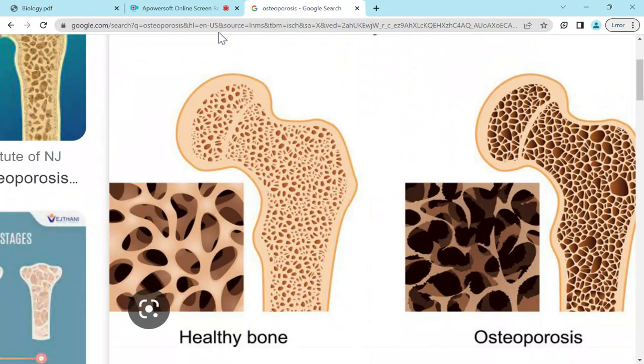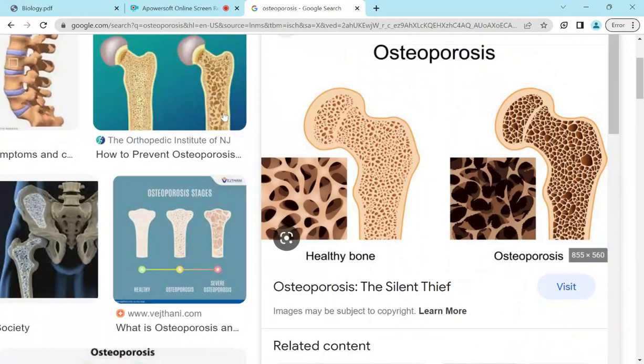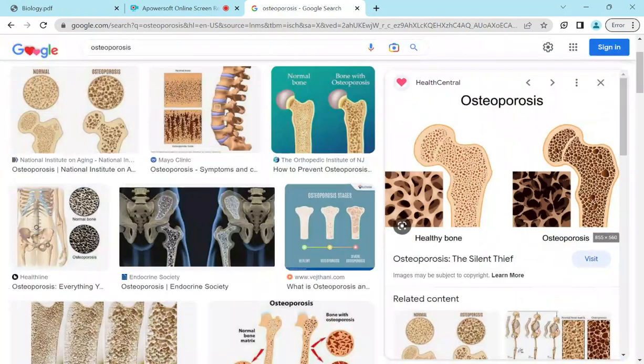Moving on, now we're done with hormonal causes. It is osteoporosis, and this is because of estrogen. So estrogen is a hormone. That's why this comes under hormonal causes. Next, we have nutritional causes.